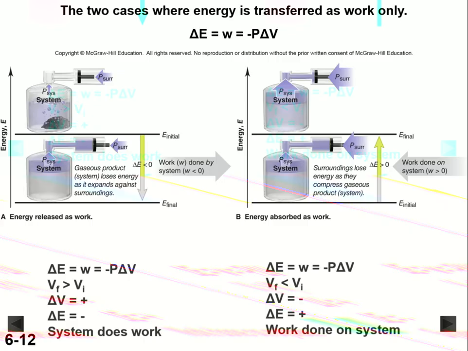In the second case, V final is less than V initial. Therefore, delta V is negative. So minus P delta V overall is a positive value. So delta E and W are both positive. Work has been done on the system. We'll go through example cases when we get to the mechanics for this chapter. You'll need to practice this when you go to your ALEKS homework, and we'll see how we keep track of signs. This is a very important thing.